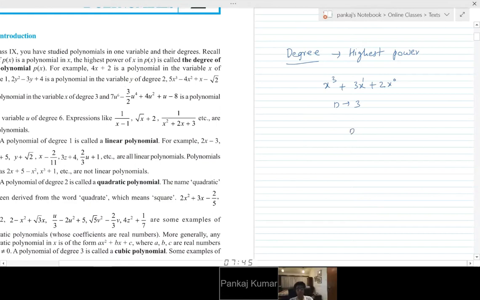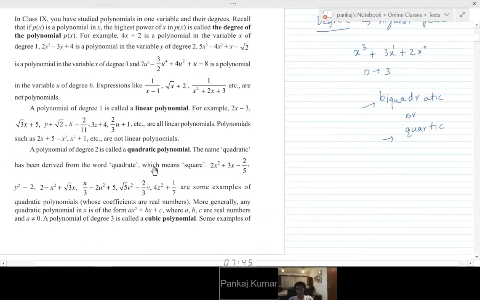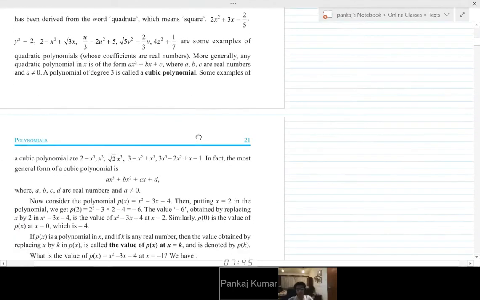It is known as quartic, or quadratic. So these are the two names, quartic, whichever suits you, you can remember. Okay. So degree is fine.